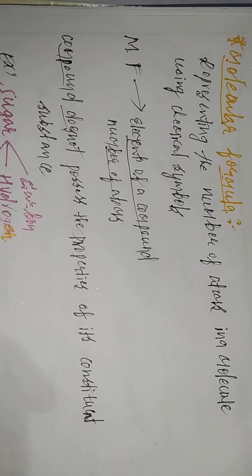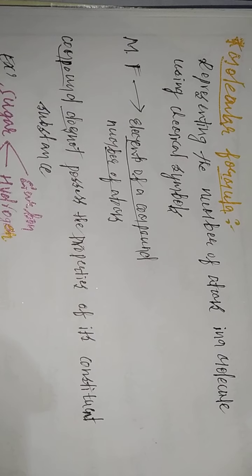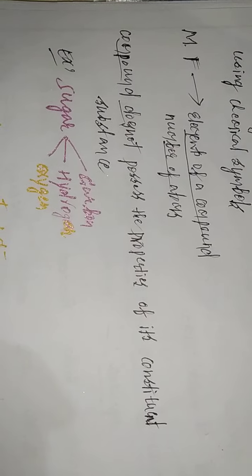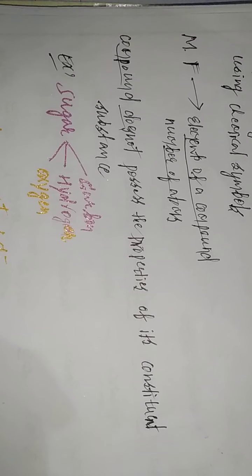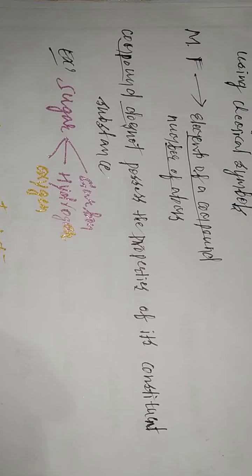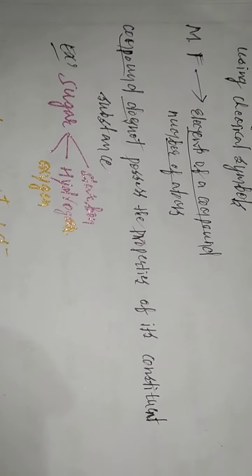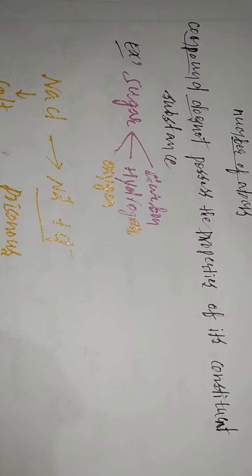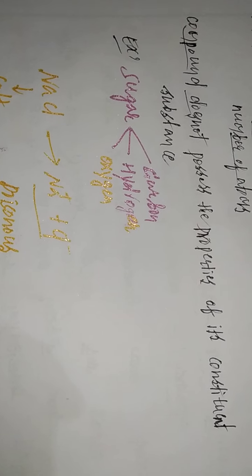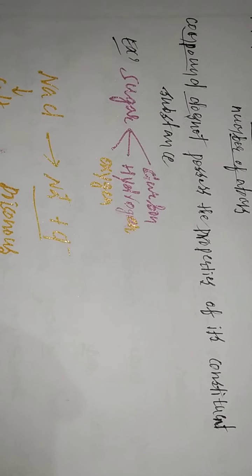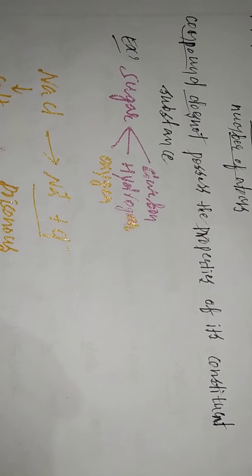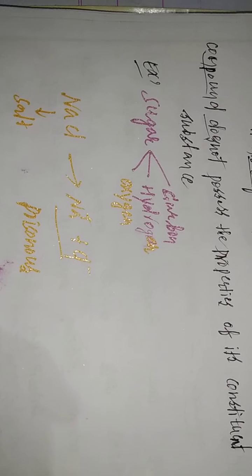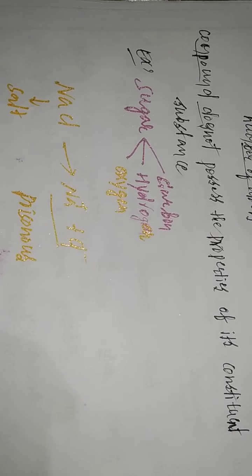Also, a compound does not possess the properties of its constituent substances. That means, for example, sugar is made up of carbon, hydrogen and oxygen, but sugar does not possess the properties of carbon, hydrogen and oxygen. Also, sodium chloride is formed from Na+ and Cl-. Sodium ion and chloride ion are poisonous, but when they combine to form common salt, which we call NaCl, it is used in our daily life.